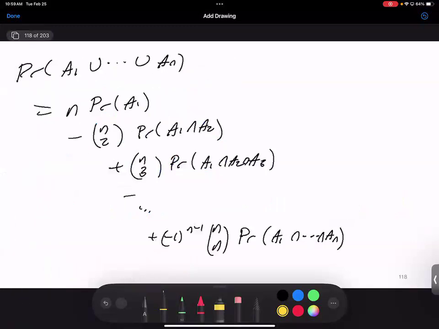Okay. This is just going out and just putting in all the binomial coefficients. And if we're lucky that all of these have the same probabilities, then it simplifies. And there are a lot of events where they will all have the same probability.